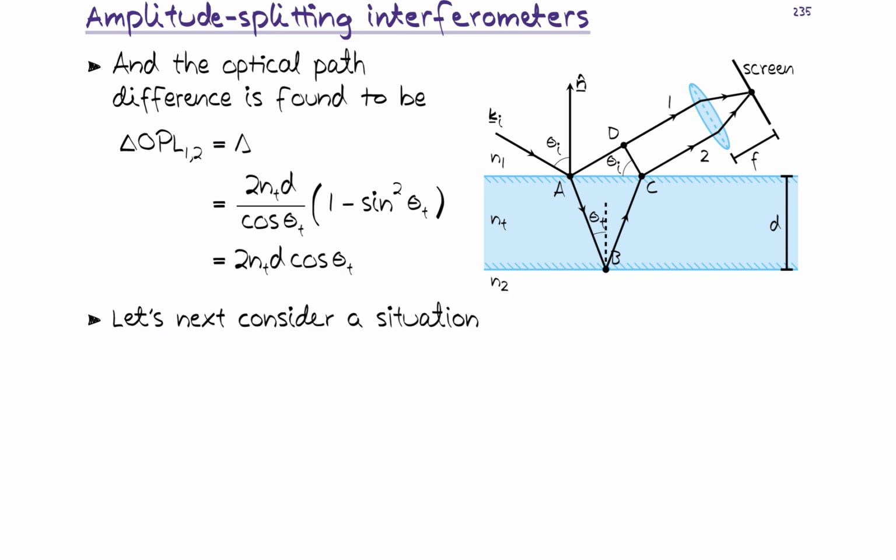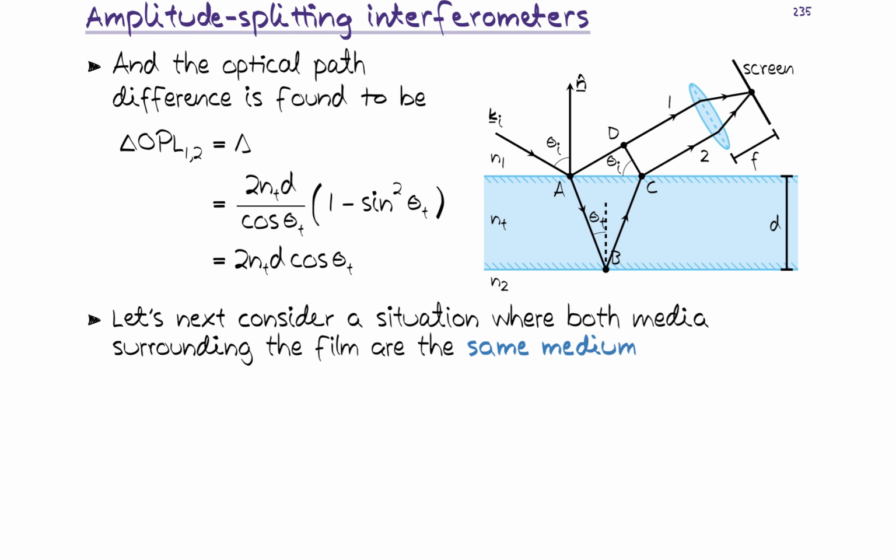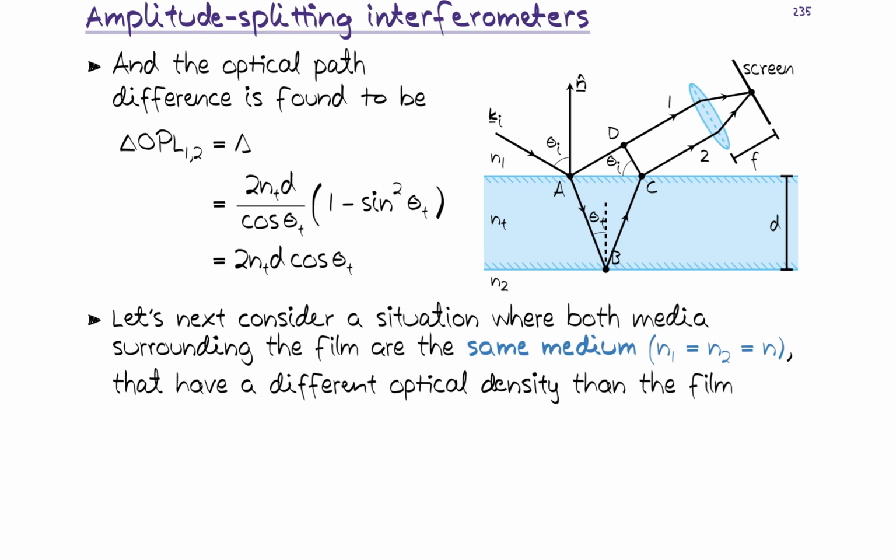And let's now consider a situation where both of the media of interest, above and below the thin film, are the same medium, so that the refractive indices n1 and n2 are equal to n. And we assume that it's a different n than the refractive index of the thin film, so nt. So they essentially have a different optical density, so that the refractive indices are different. Because if that were not the case, then we wouldn't really see much of a reflection at all, and then of course we wouldn't see interference essentially at all.